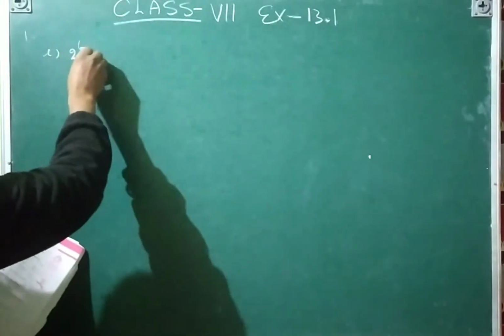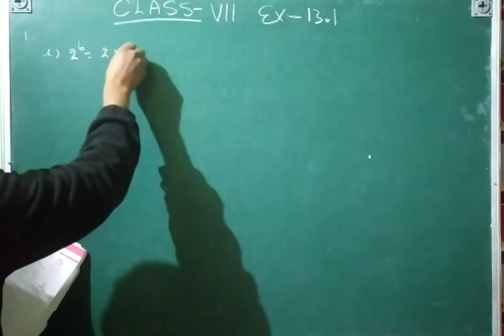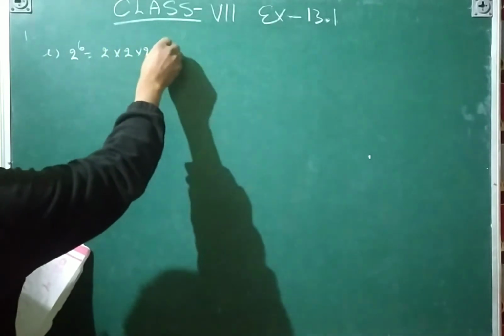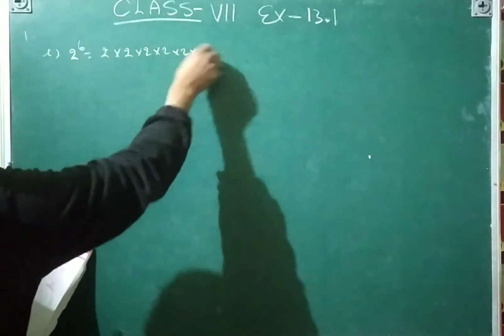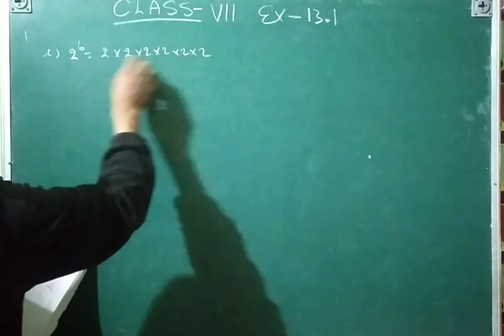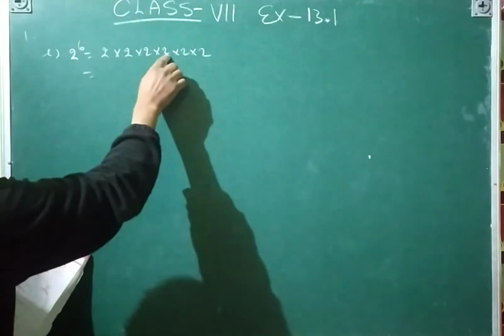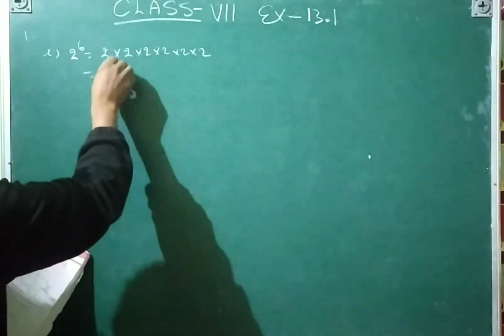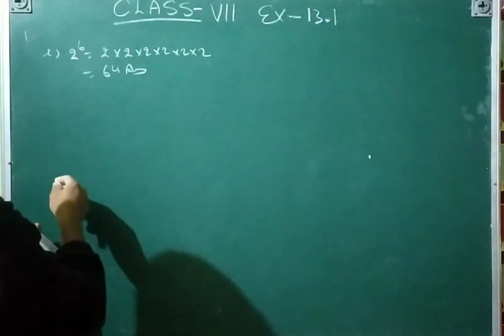2 power 6 means we will write that 2, 6 times. 1, 2, 3, 4, 5, 6 times. So 2, 4, 8, 16, 32, 64. That is the answer, 64.